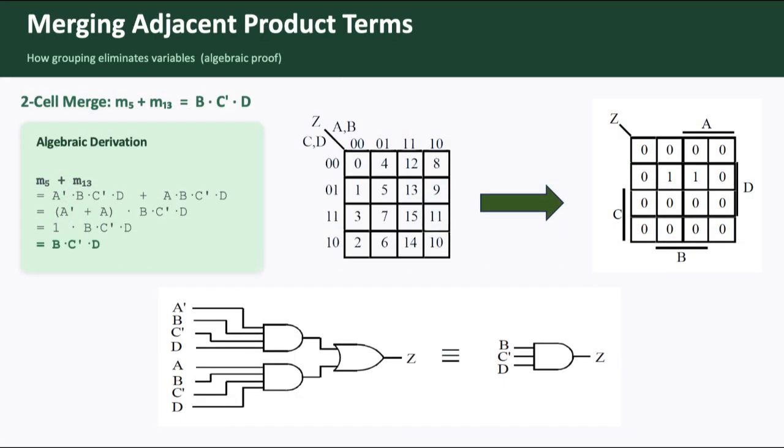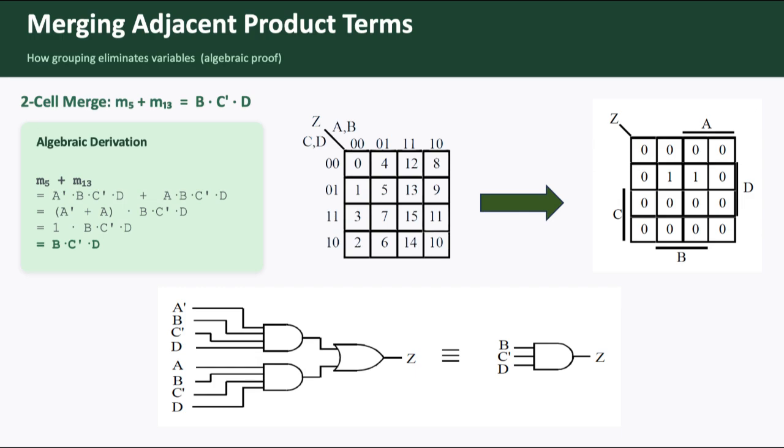Let's see the algebra behind what happens when we group 2 adjacent cells. The example is M5 plus M13. Minterm 5 is at AB equals 0, 1, CD equals 0, 1, corresponding to A prime B C prime D. Minterm 13 is at AB equals 1, 1, CD equals 0, 1, corresponding to A B C prime D. On the 4-variable map in the center, you can see these two cells highlighted in column CD equals 0, 1, rows AB equals 0, 1, and AB equals 1, 1.